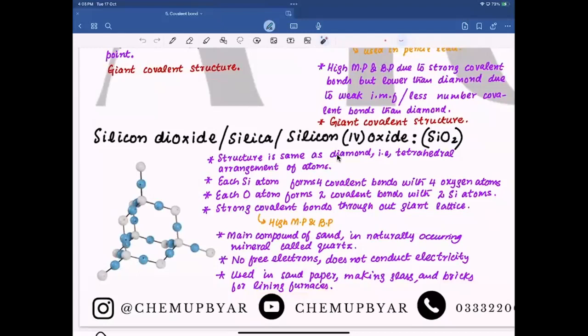Yes, Khatija. Sir, I didn't get the third point, that each oxygen atom forms 2 covalent bonds with 2 silicon atoms. See, there is one oxygen. It is getting bonded with one silicon over here and one silicon over here. And if you look at silicon, that silicon is getting bonded with 4 oxygens, one here, one here, one here, and one here. Okay, sir. Okay.